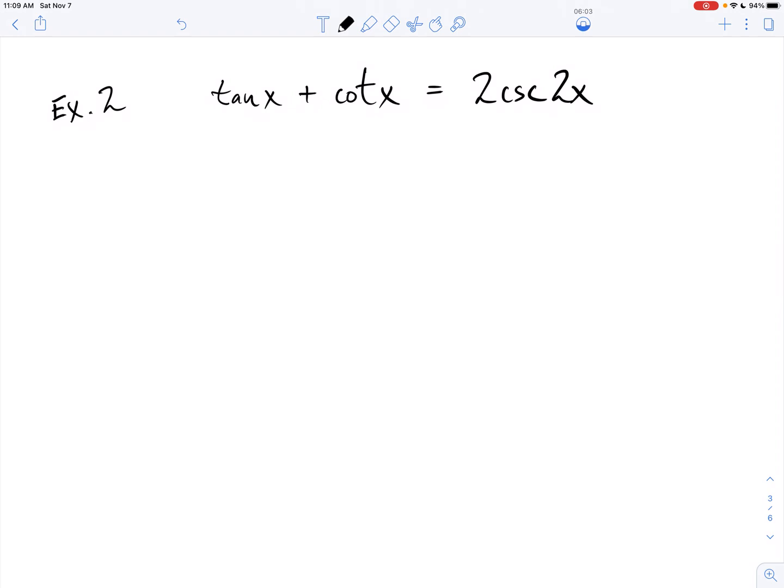And I wanted to give you guys one of these because, hey, 2 cosecant 2 theta. Wait a minute, what is that all about? Well, we don't have a cosecant double angle formula. We do not. But we can rewrite cosecant as its reciprocal, and then we're in business.